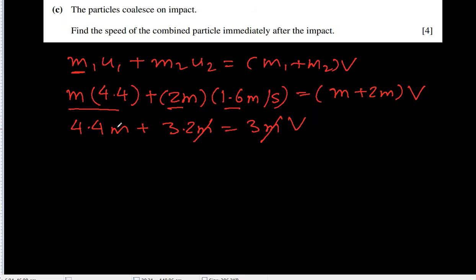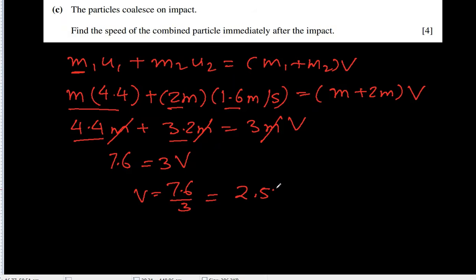m cancels again. That means throughout this question, mass had no role. So it will be how much? 7.6 equal to 3v, and v equal to 7.6 over 3, which is 2.53 meters per second. This is their speed, and because it's positive, we took downwards as positive. That means this velocity is downwards. They're not asking any direction because they have used the word speed, so we will say speed. But this concept was very clear. Keep in mind why we took it as positive.